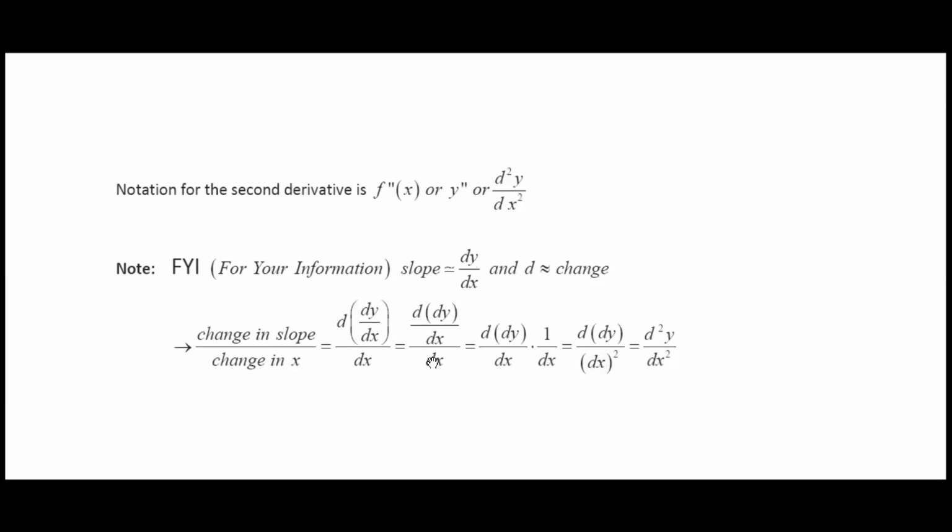Now, dividing by dx, remember, is the same thing as multiplying by 1 over dx, so that's what we're going to do here. d dy over dx times 1 over dx, which is d dy over dx times dx, which is dx squared. So since it's d dy, we'll write it as d squared y. And what we're doing here, and this is where it confuses students, this we write as dx squared. Now, this is not change in x squared. This is the quantity dx squared, okay?